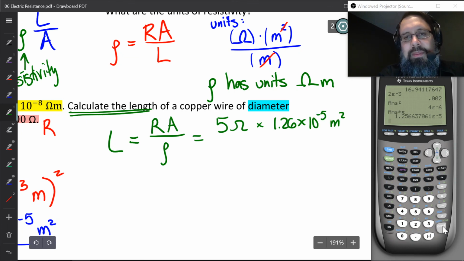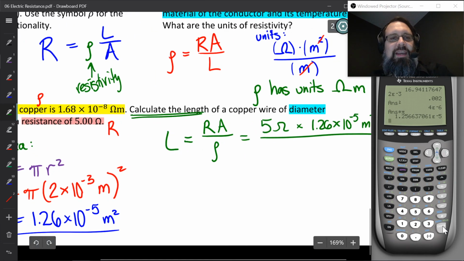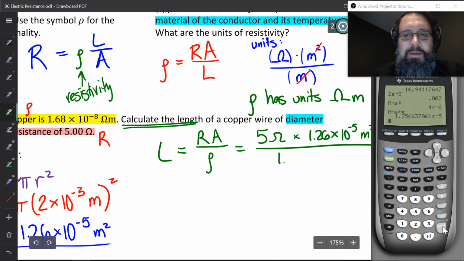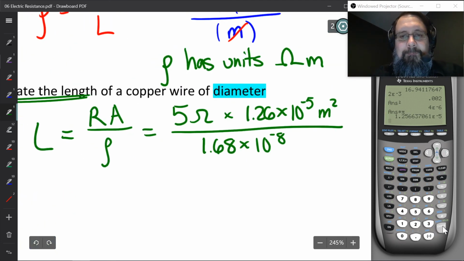square meters. And then I'm going to divide by the resistivity of copper, which was given over here, 1.68 times 10 to the negative 8, and that's in ohm meters. Notice why the units have to be ohm meters. It's so that these ohms will cancel out, one of these meters will cancel out, and that way our length will just be in meters.